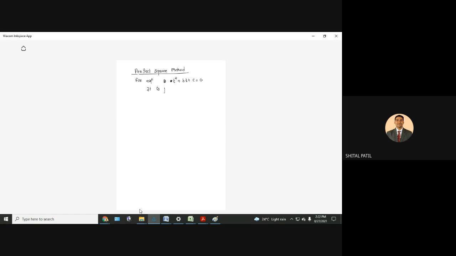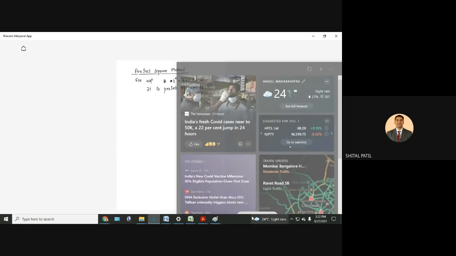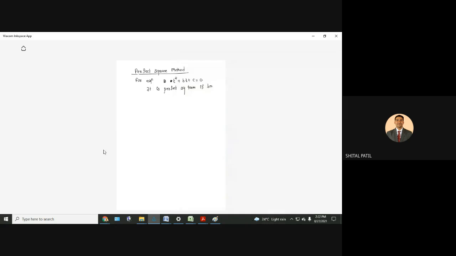It is a perfect square term if b equals, anyone know what should be b? What should b be so that it will be a perfect square term? 2 root of c, provided that the coefficient of t square is 1. So we'll go through an example to understand where this is required and how we can solve it.